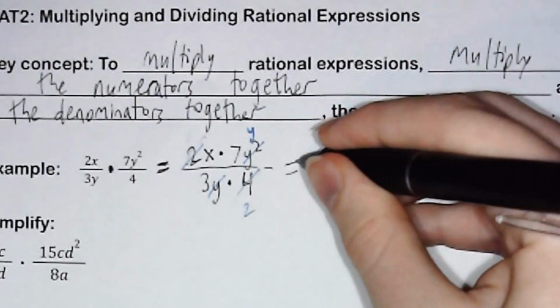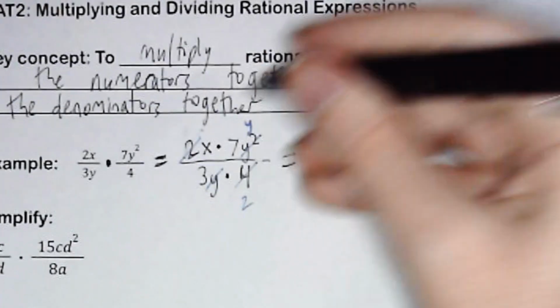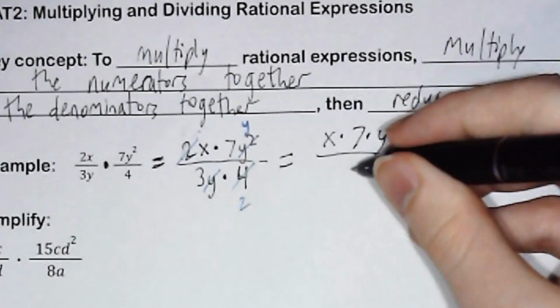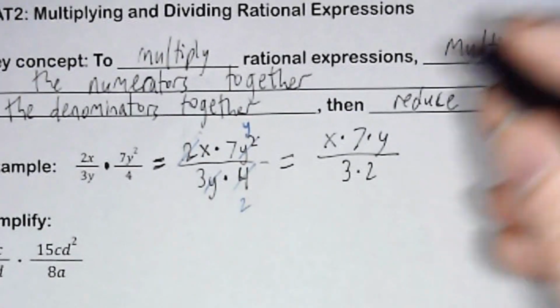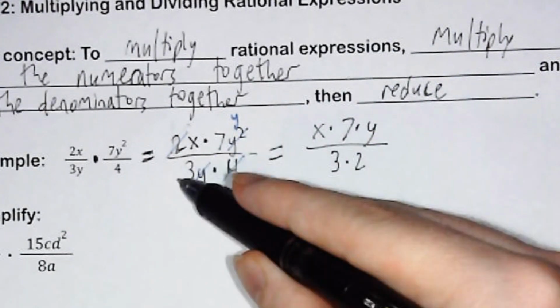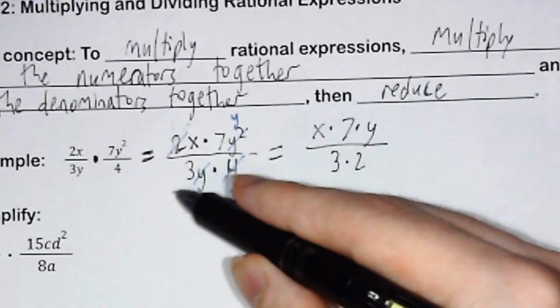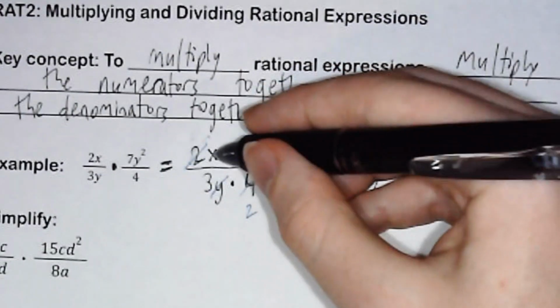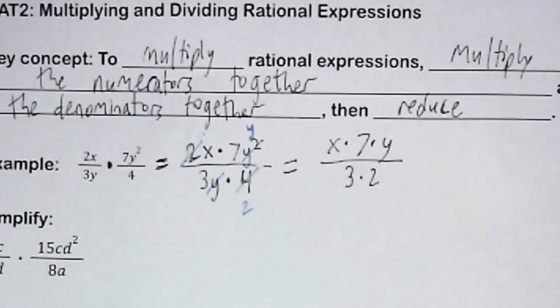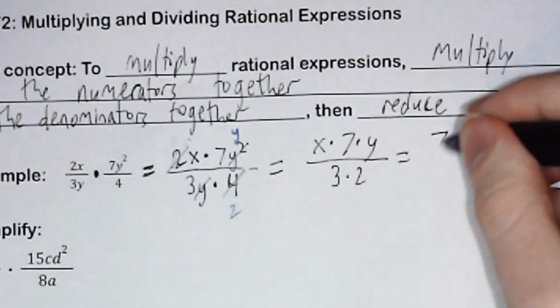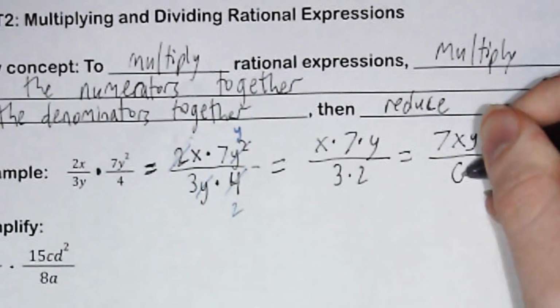Now, that 2's gone, so I'm left with x, 7, and y over 3 and 2. This 3 has stayed because it hasn't reduced with anything. You can't reduce 7 and 3 because they have no factors in common other than 1, which is redundant. And you can't reduce this x because no other term in this fraction has an x. So now we're left with this fraction, and my final answer is going to be 7xy over 6.